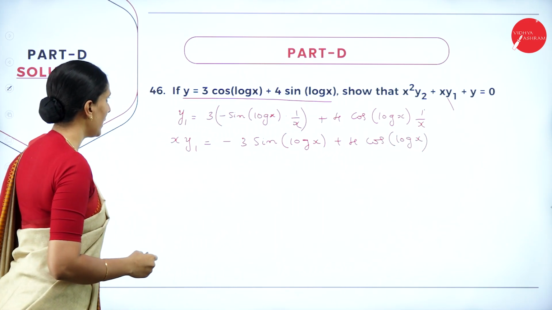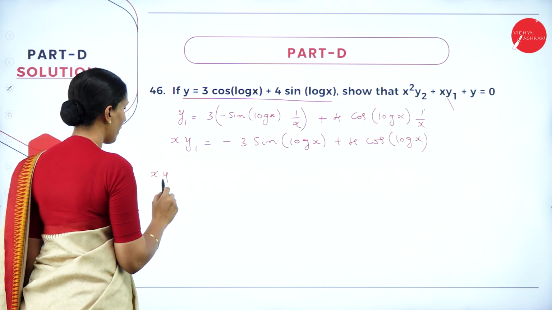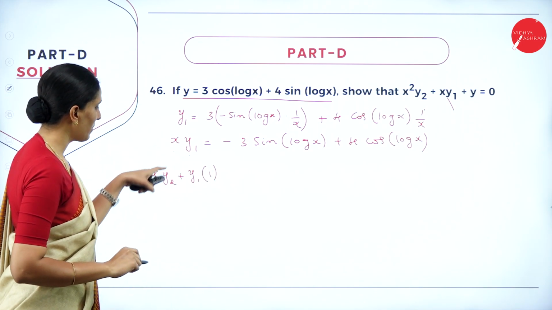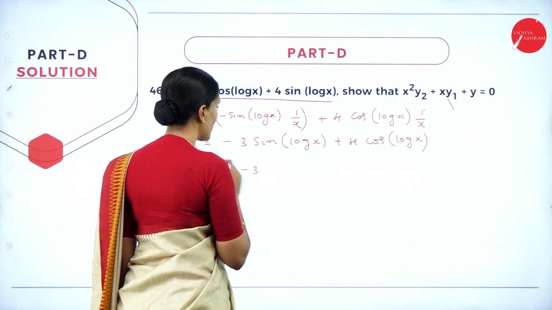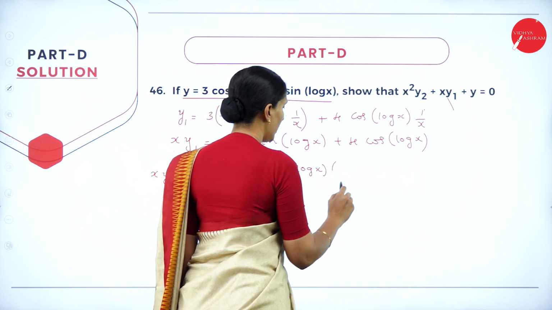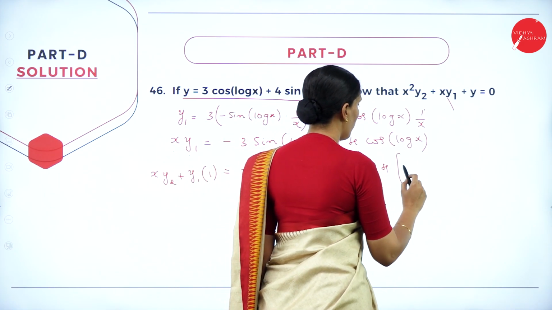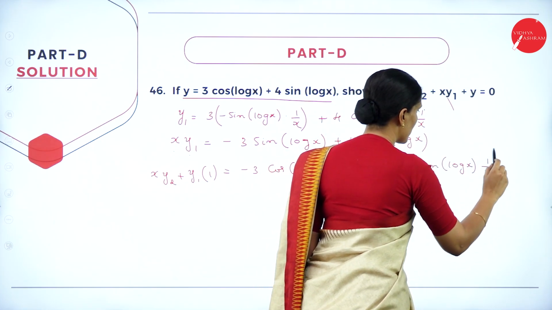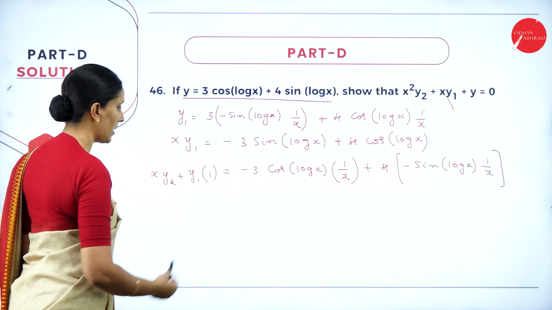Now again let us apply the derivatives. Here we have two functions. So first function into derivative of the second plus second function into derivative of the first. So y1 becomes y2 and the derivative of x is 1. Again we have minus 3 as a constant. The derivative of sin of log x is cos of log x into 1 by x again. Next we have 4 as a constant. So the derivative of cos of log x is minus sin of log x into 1 by x. Now to remove 1 by x again on the right hand side, I'll multiply x throughout the equation.